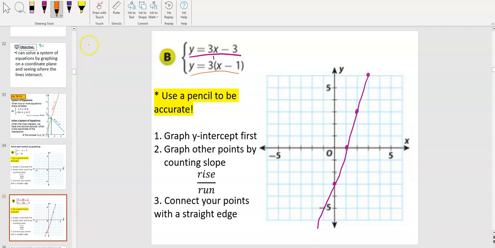Okay, now on this equation, notice that I have distributive property right here. I have a parenthesis, so I'm going to need to multiply out. And I'm going to get y equals 3 times x is 3x, 3 times 1 is minus 3. Uh-oh. Look what I found. This equation is identical to that equation. So if I were to go and make this line, it would be exactly the same line. So my two lines are going to lie on top of each other.